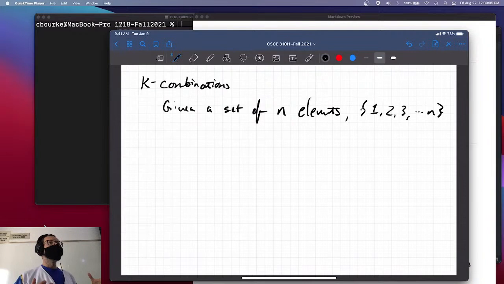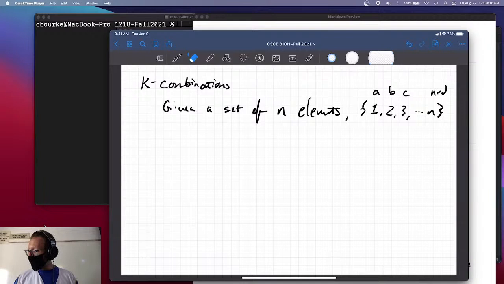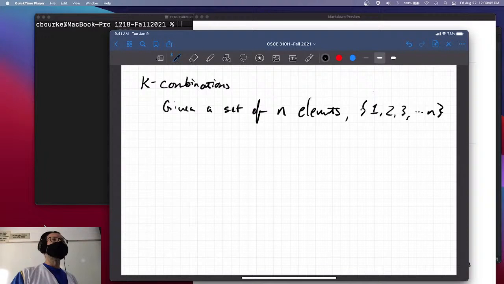If you're talking about people, Alice, Bob, Colton, dot dot dot, and then Ned at the end, then all you have to do is associate Alice with 1, Bob with 2, etc. And all you need to do is permute or take a combination of 1, 2, 3, 4, 5 and map it back to the people. So it's not that big of a deal that we're only going to focus on these integers here. And by the way, if you are using a programming language with zero indexing, all you have to do is subtract 1.